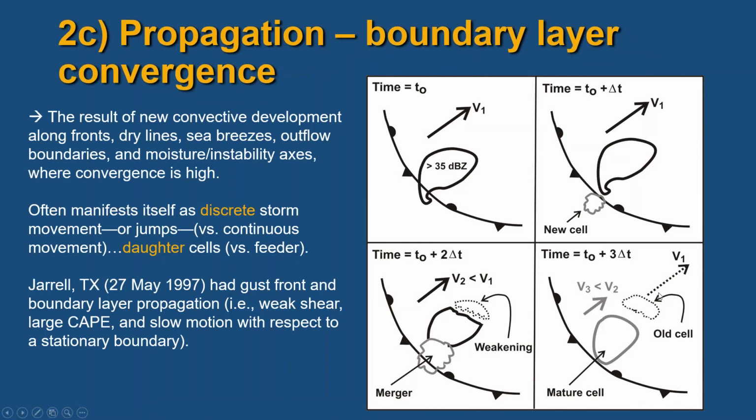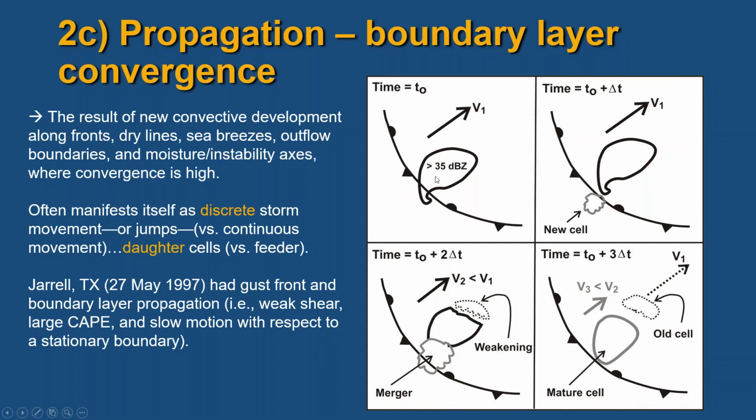Another very common occurrence, especially in weak mean wind environments, is propagation along a boundary layer convergence zone, an old outflow boundary, a warm front, that sort of thing. So it's best shown through this example. We have a stationary boundary here, could be an outflow boundary.